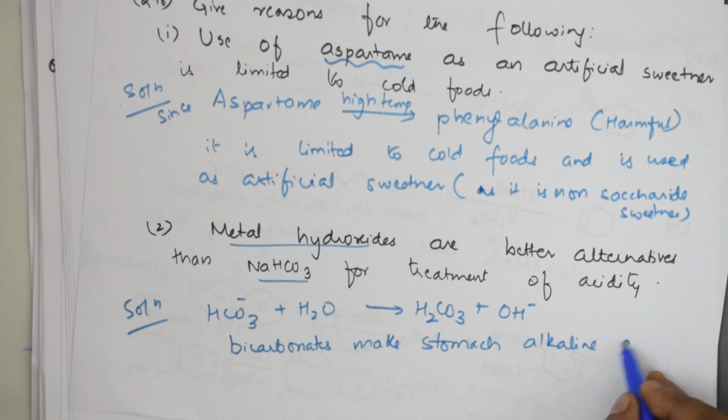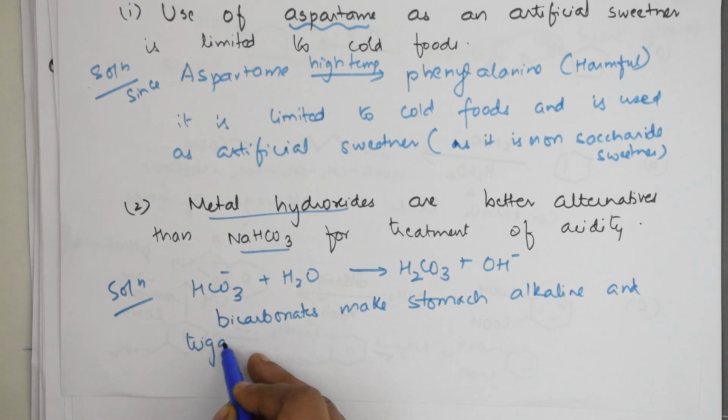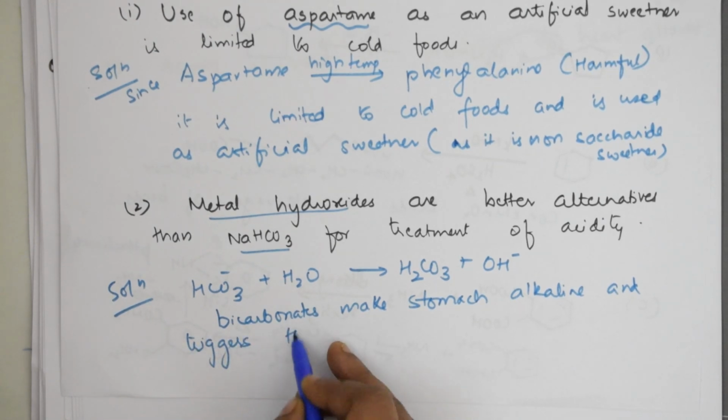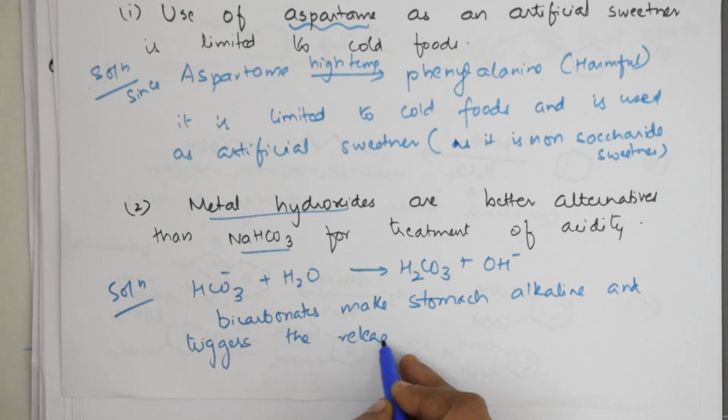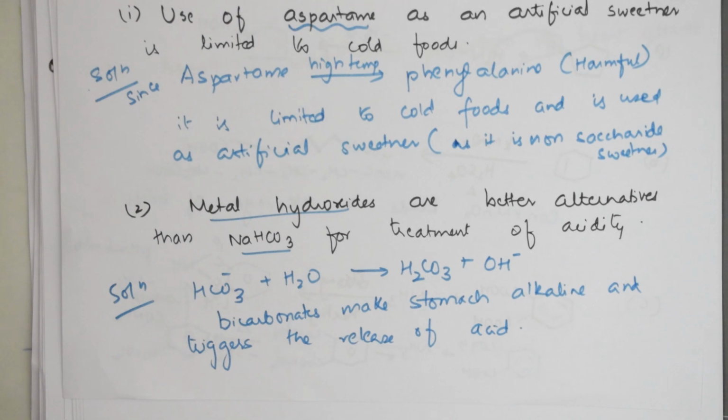alkaline in nature because of release of OH minus. Alkaline. And what does it do? It triggers the release of stomach acid, HCl. So that is the reason we are not using bicarbonates.